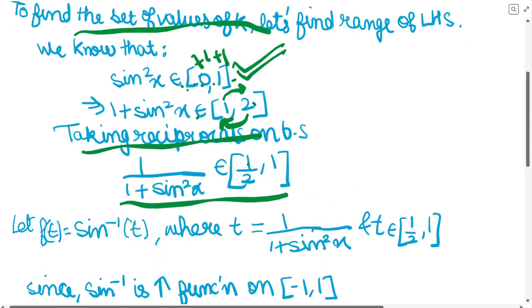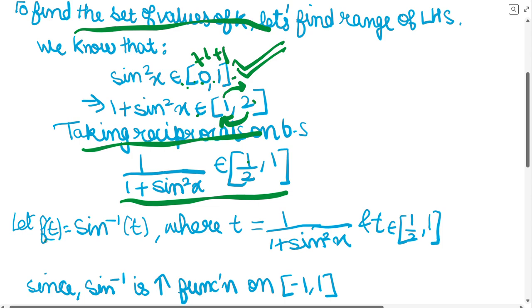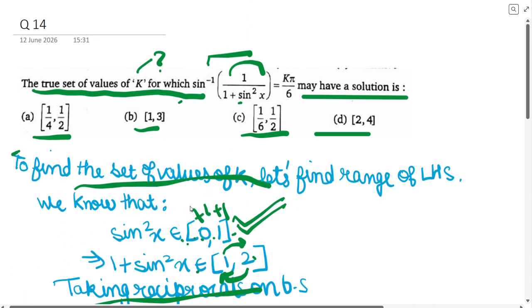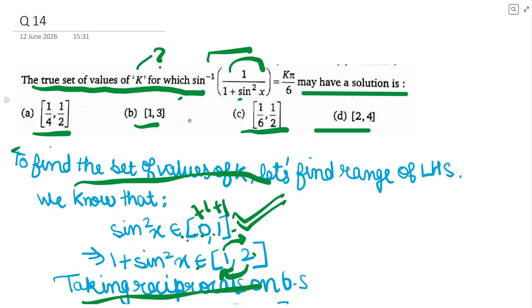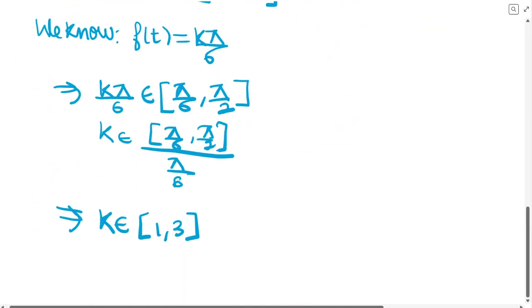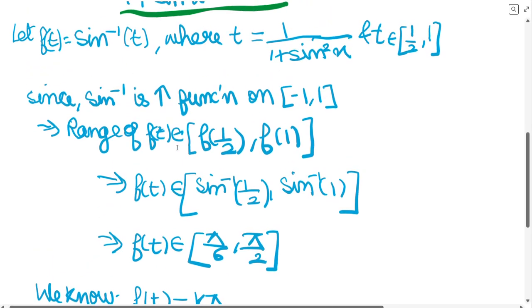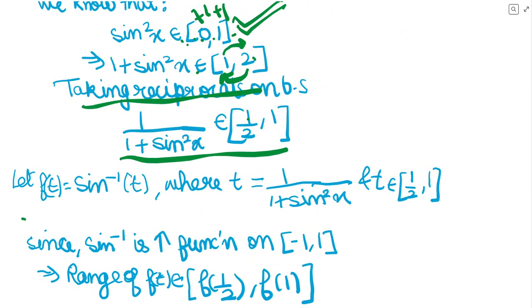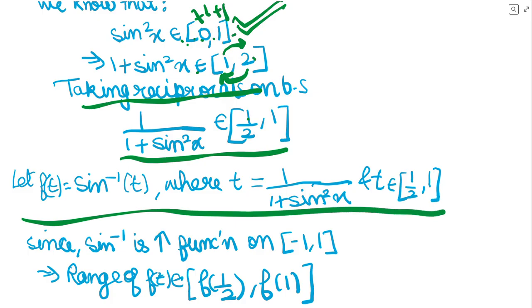Simple till now. Alright, for our simplicity, we assume that f of t is sine inverse of t, where t is this thing, 1 upon 1 plus sine square x. So we are simply substituting it so that we don't have to write it again and again. So t belongs from 1 by 2 till 1, right?